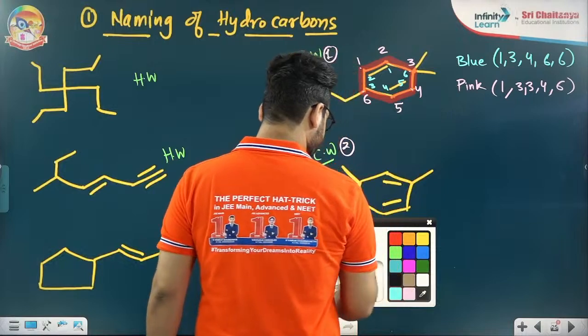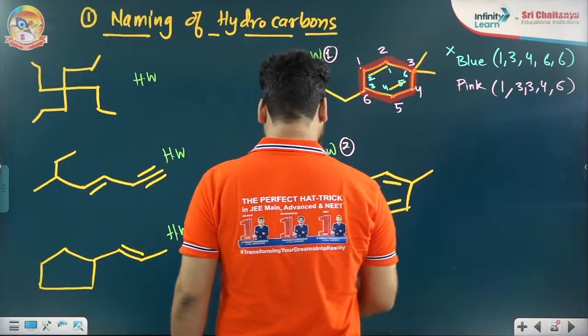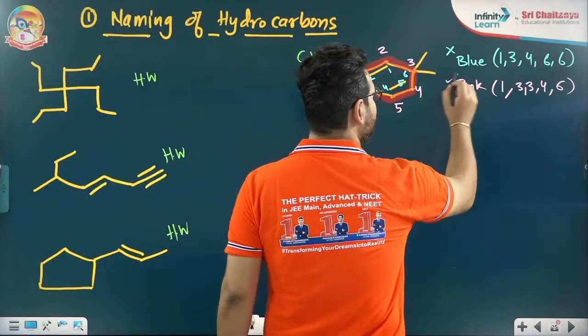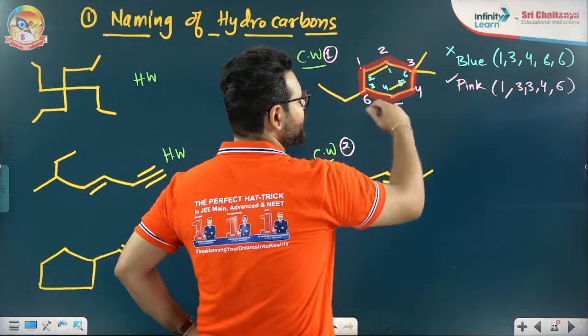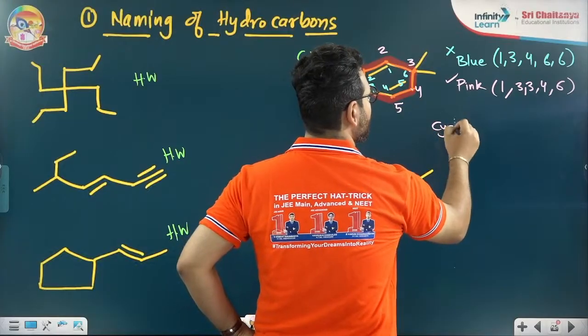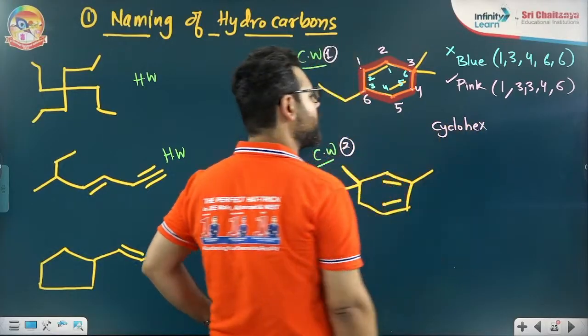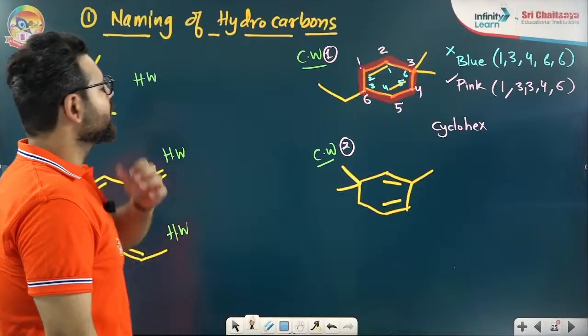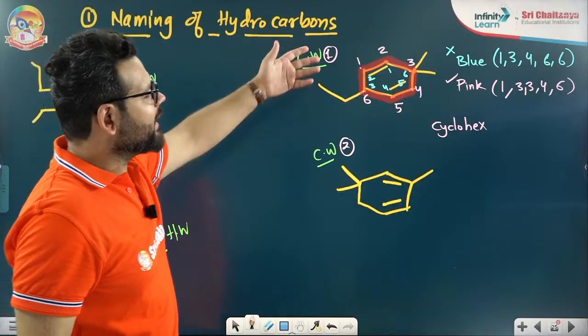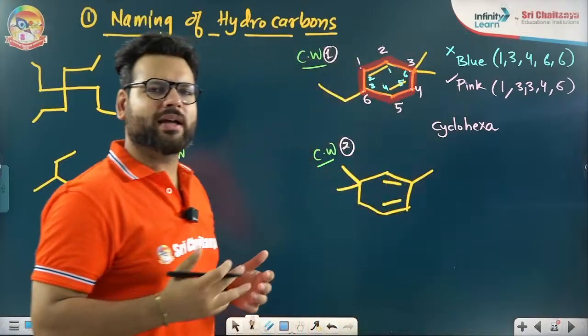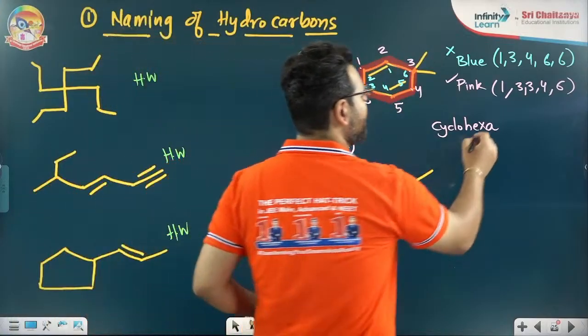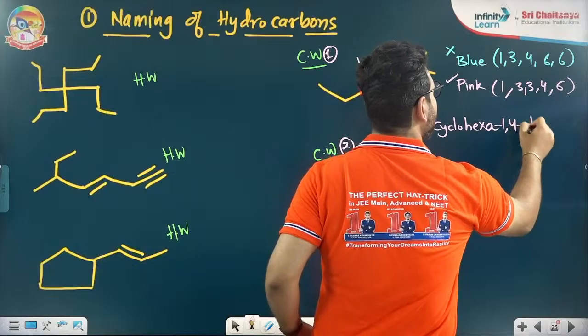Blue is incorrect. Pink one is correct. So this is how we will number it. So what is the parent chain? It's a cyclohexane ring. Cyclohex. Because it's a diene, I'll call it cyclohexa. Cyclohexa diene. Cyclohexa 1,4-diene.